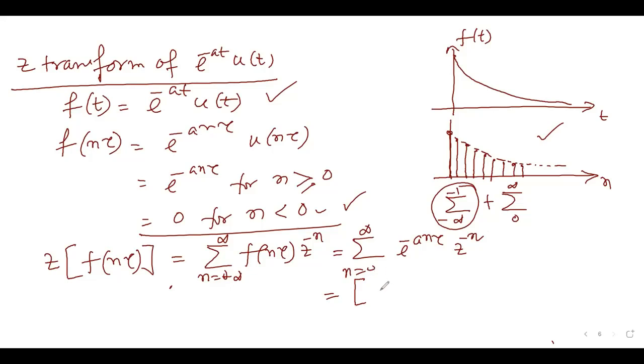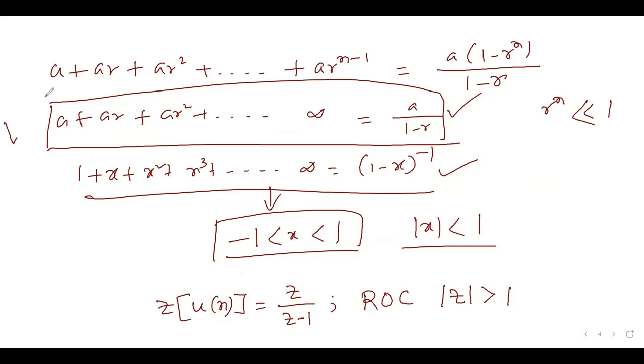Put n equal to 0: e to the power 0 is 1, z to the power 0 is 1, so 1. Then e to the power minus a tau z to the power minus 1. Then e to the power minus 2a tau z to the power minus 2. Then minus 3a tau, z to the power minus 3, up to infinity. You just need one formula, nothing else.